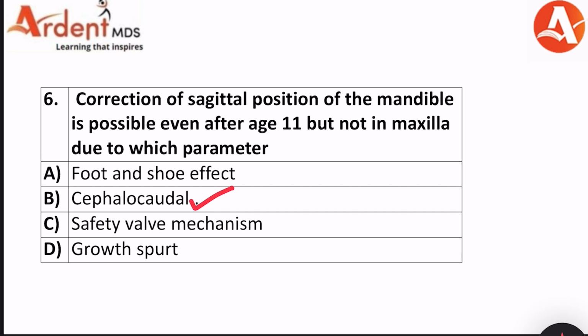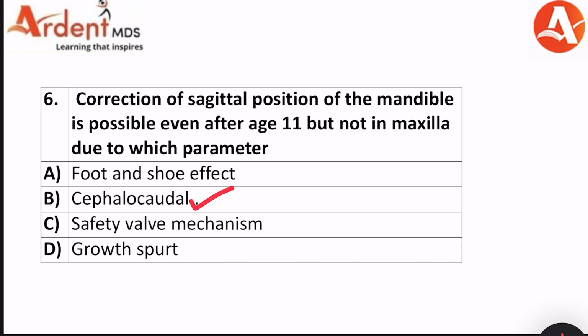We know this is a basic concept in growth and development, that is cephalocaudal growth gradient. What does it say? The structures which are away from the pituitary grow for a longer duration of time, whereas the structures which are closer to the hypophysis, the pituitary, tend to grow and complete fast. So with respect to the dentofacial complex, we have maxilla and mandible bone. Which one is closer to the pituitary?